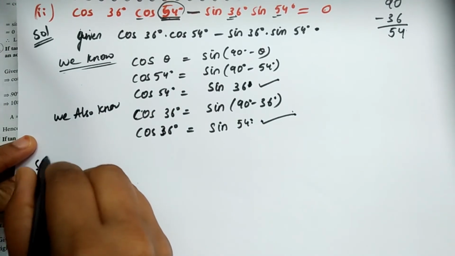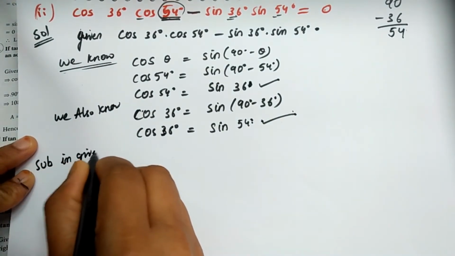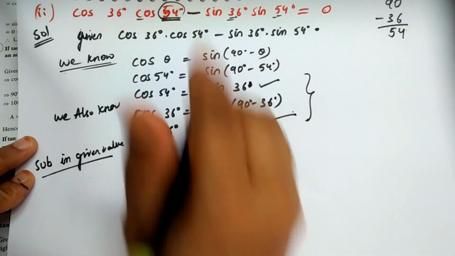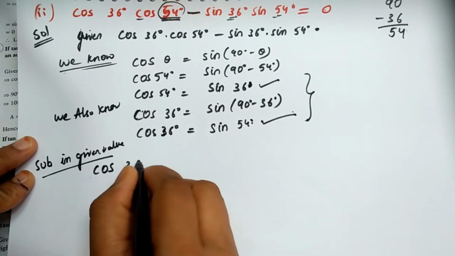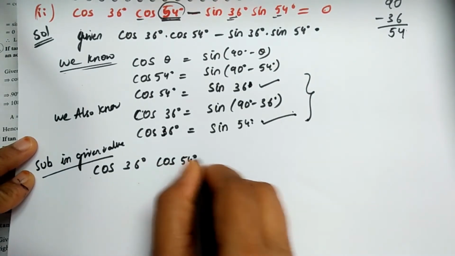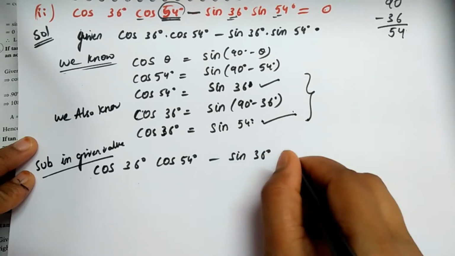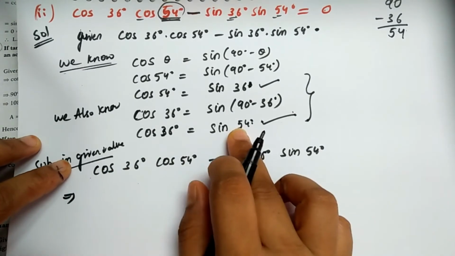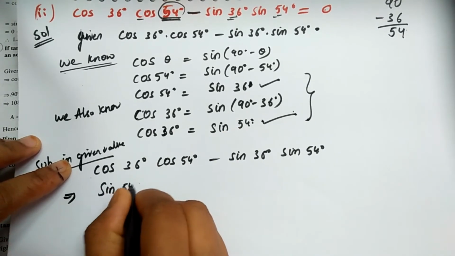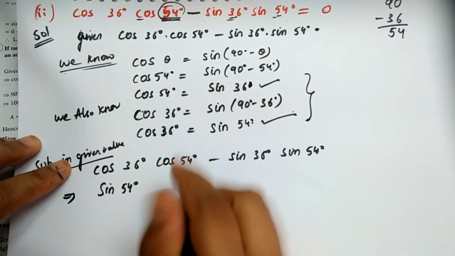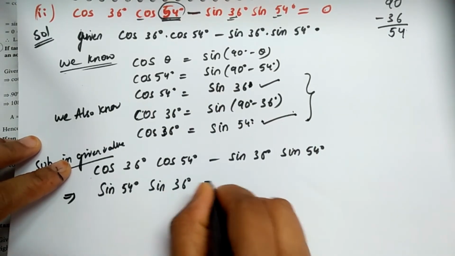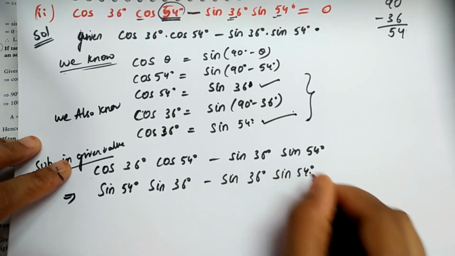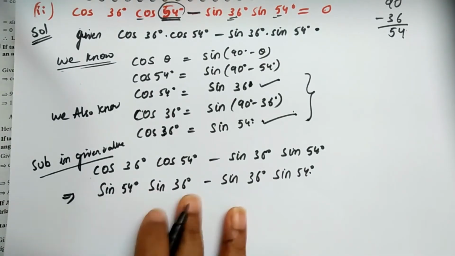So substituting in the given value, these two values we are substituting in the given value. First we'll copy the given value so that in the exam there will be no confusion while copying. So instead of cos 36, what did we get? Sine 54 degrees. Instead of cos 54, what did we get? Sine 36 degrees, minus sine 36 degrees and sine 54 degrees, right? So it's nothing but swapping the things.